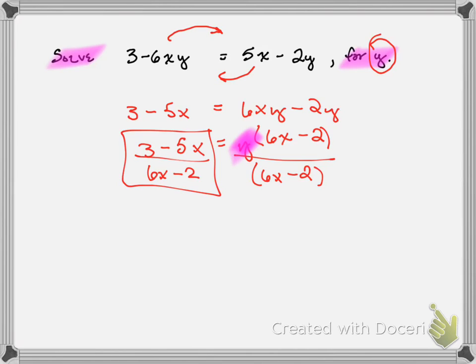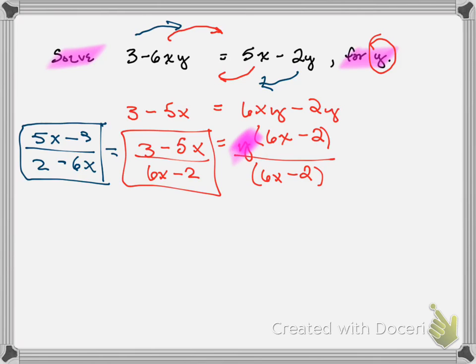One more time, if you had reversed this and moved the 2y to the left and the 3 to the right, then you would have had all signs opposite. In other words, positive 5x minus 3 over 2 minus 6x. And as I've mentioned many times before, resist the temptation. You cannot slash those x's because we are adding and subtracting here and not multiplying.